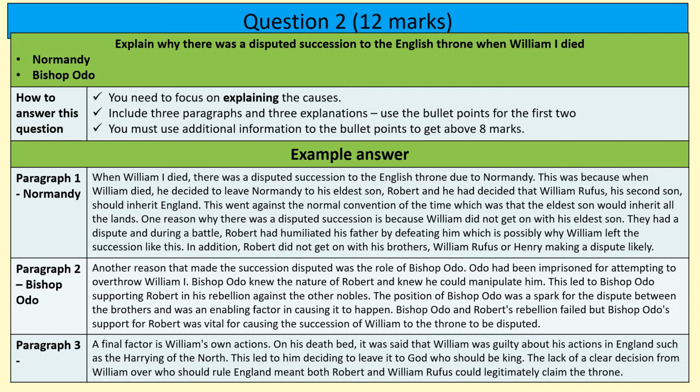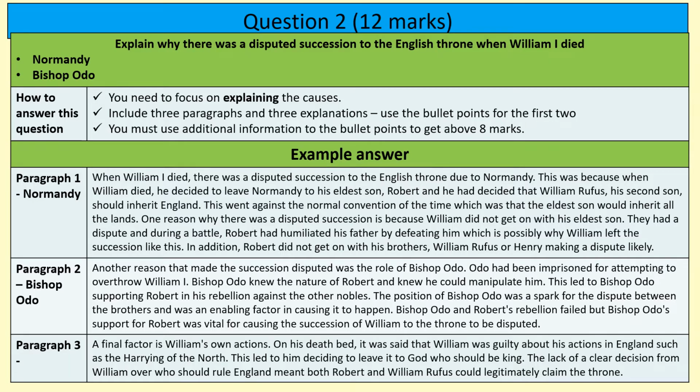Now, one way to think about this question is to actually think about the bullet points as almost like being a plan. So your first paragraph might be about Normandy, your second paragraph might be about Bishop Odo, and then your third paragraph is from your wider knowledge. Now, that's really, really important because you cannot get beyond 8 marks if you don't use additional knowledge to what's on the bullet points. So how to answer this question?